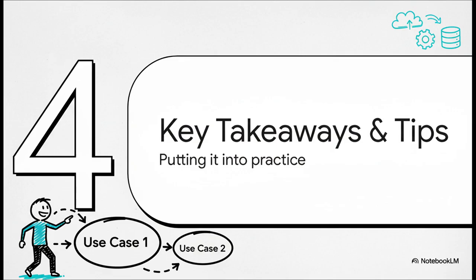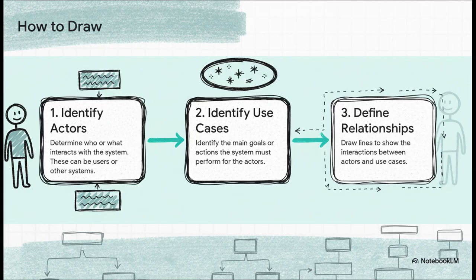Okay, enough theory. We've covered the components and how they connect. Now, let's wrap this up with some practical advice for when you sit down to create your own diagrams. It's really just a simple 3-step process. First, just ask who or what is interacting with my system. Boom, those are your actors. Second, ask what are the main things they're trying to accomplish. Great, those are your use cases. And finally, you just draw the lines to connect them all and show how it all works together.